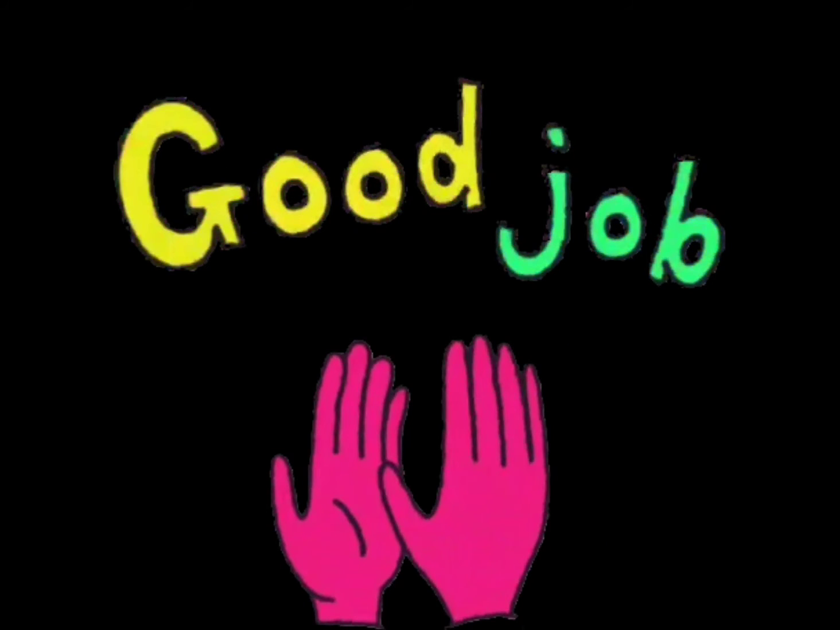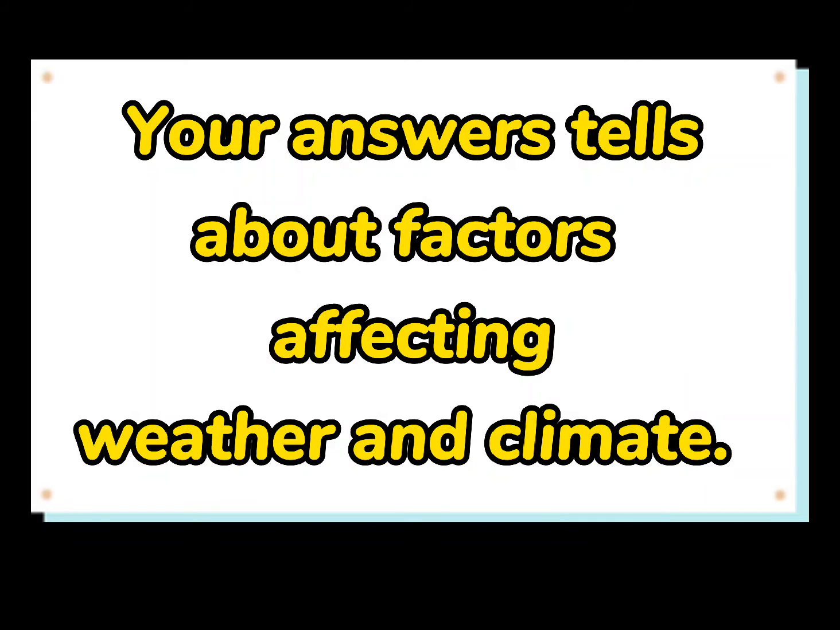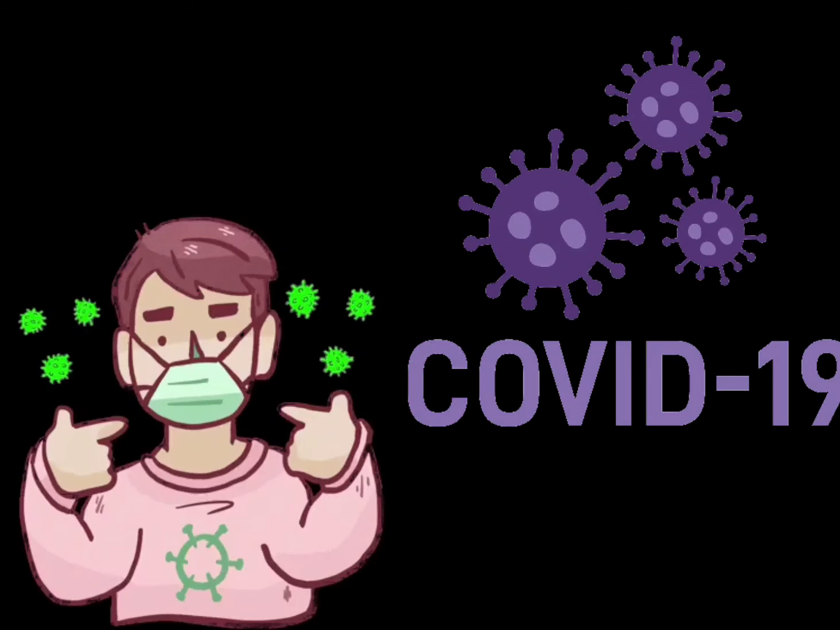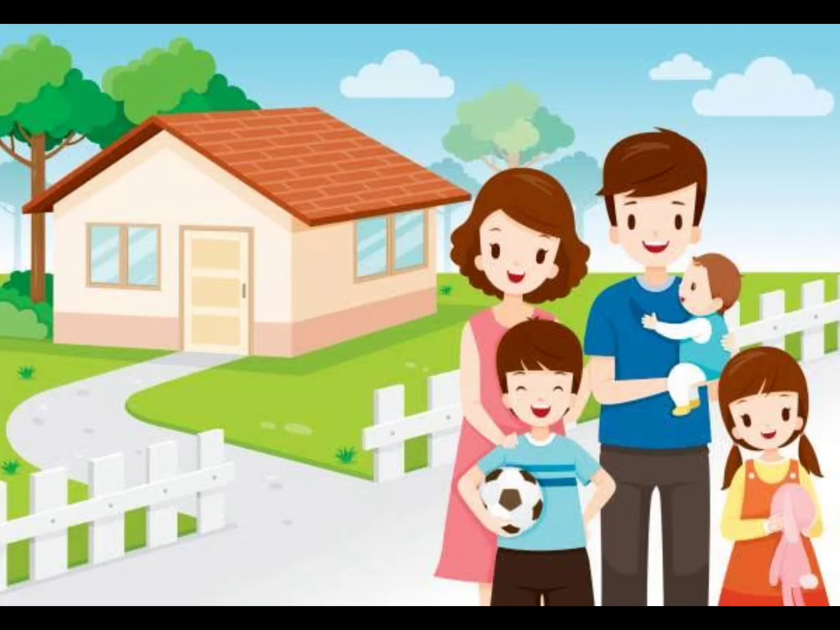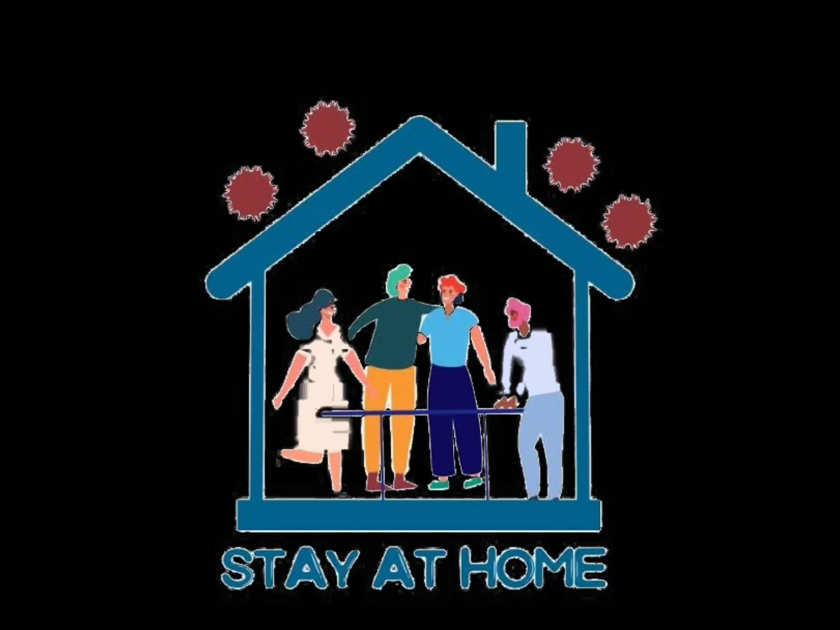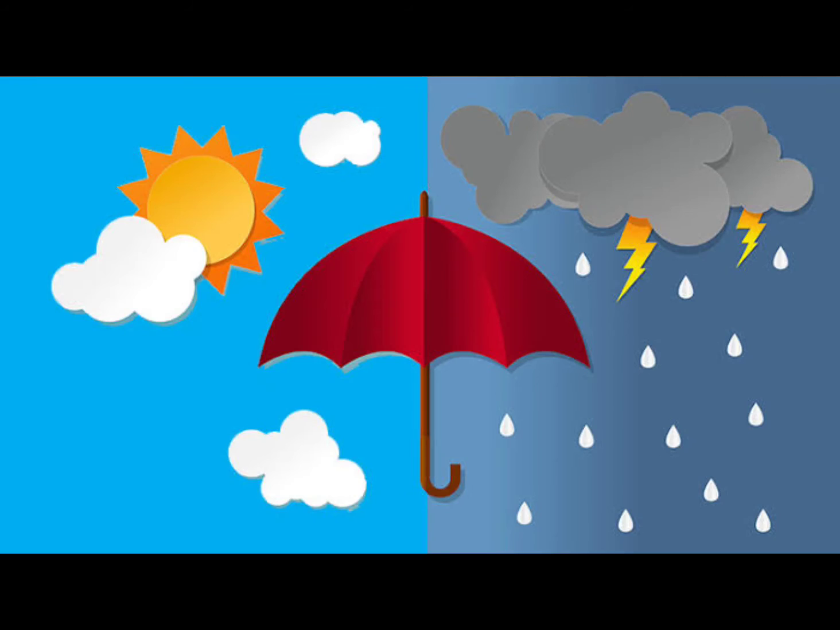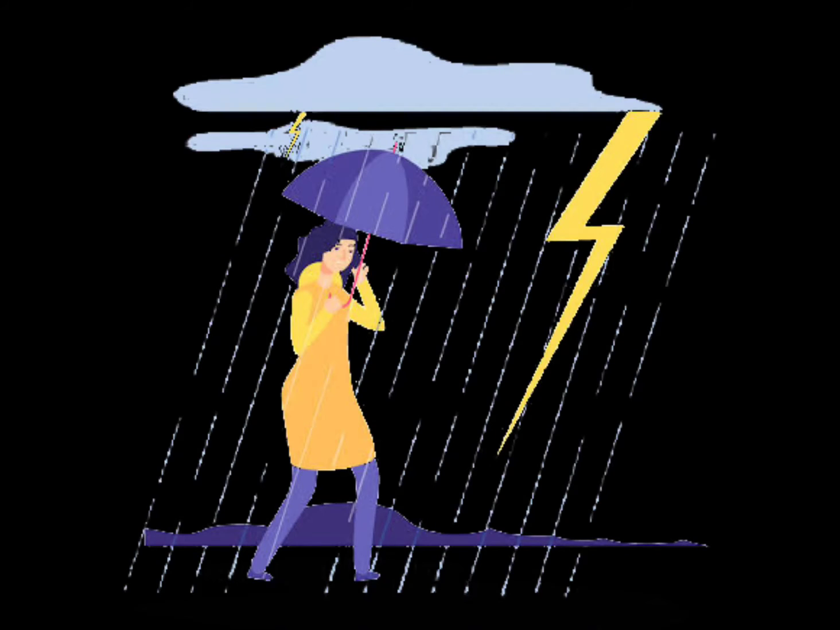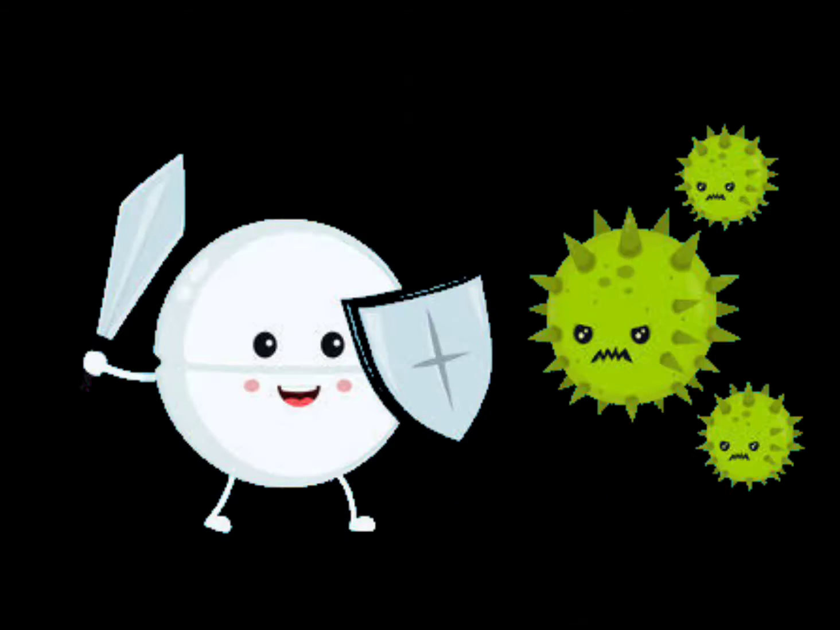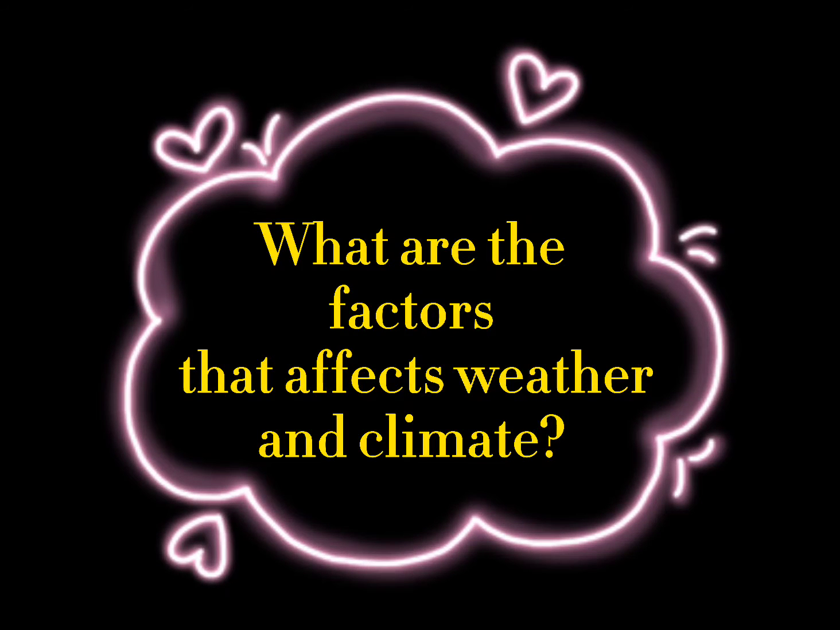Great job, learners! Your answers tell about factors affecting weather and climate. It is really important to be familiar with these factors, especially now that we are battling the COVID-19 pandemic. It is very hesitating to go out and go to places if we are not properly guarded. Just like RJ in the video, who brought an umbrella to prepare for the rain, we need to avoid bad weather conditions in order to get rid of diseases. Stay safe, everyone! So again, what are the factors that affect weather and climate?